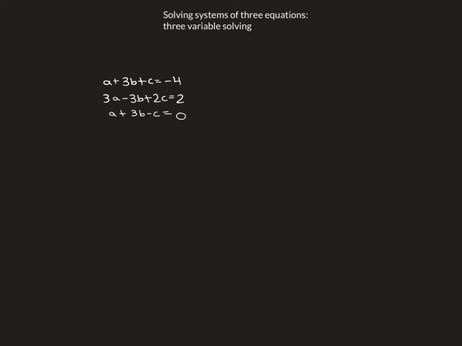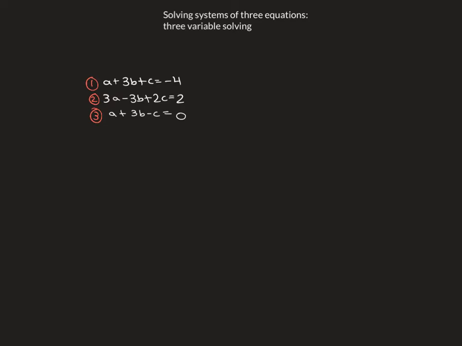Now the first step that you want to do is you want to label each of these equations. So 1, 2, and 3. Labeling your equations is important because you'll be mixing your equations, and it's important to keep track of which equations you're using, so it's good to number them.